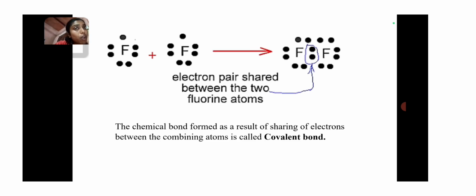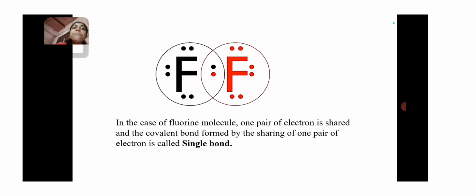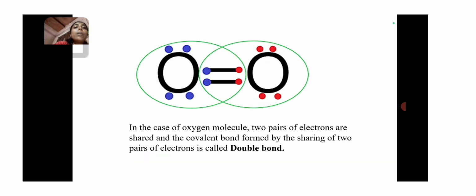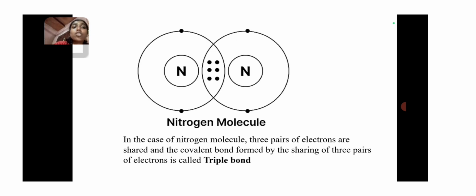There are three types of covalent bond: single bond, double bond and triple bond. Single bond means the covalent bond formed by the sharing of one pair of electrons. Example is fluorine molecule. Double bond means two pairs of electrons are being shared, and the example is oxygen molecule. And in case of nitrogen molecule, three pairs of electrons are being shared, and the covalent bond formed by sharing of three pairs of electrons is known as a triple bond.